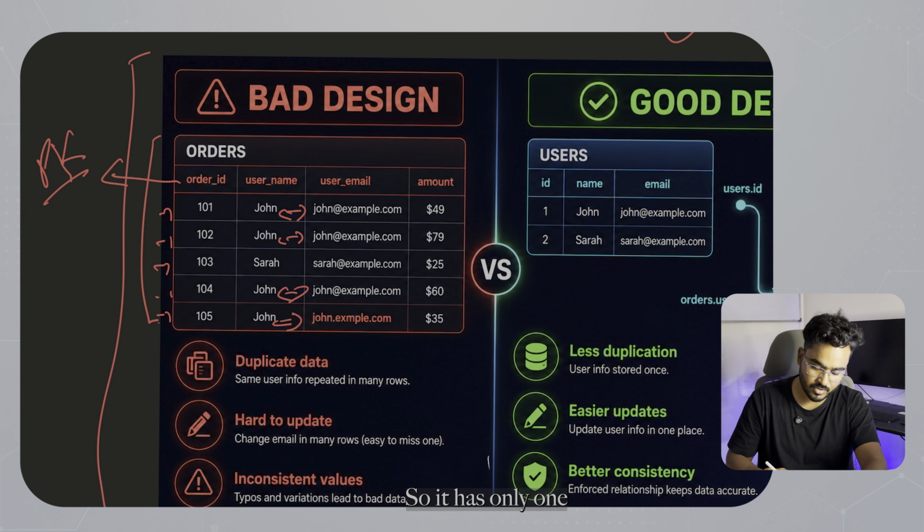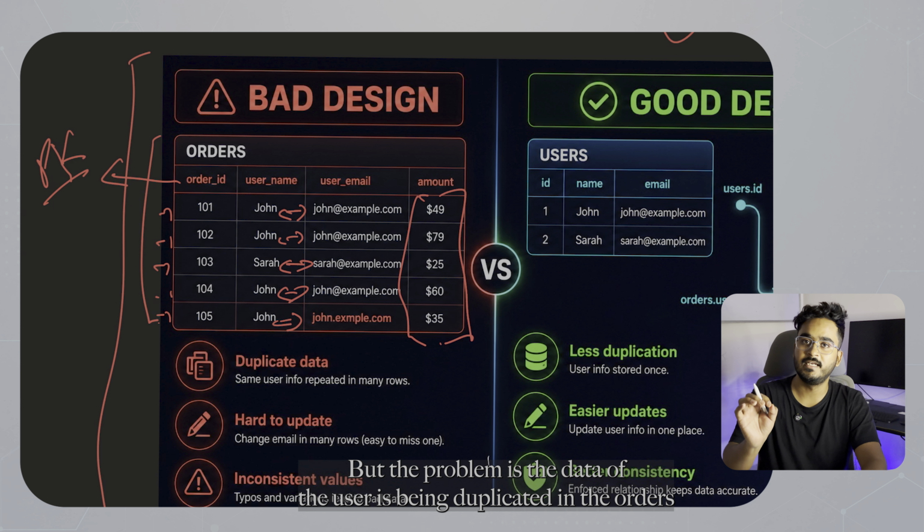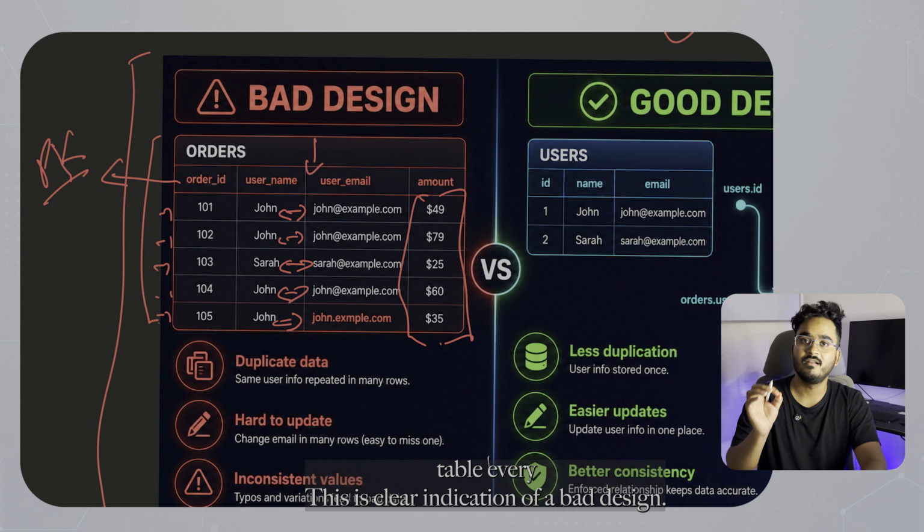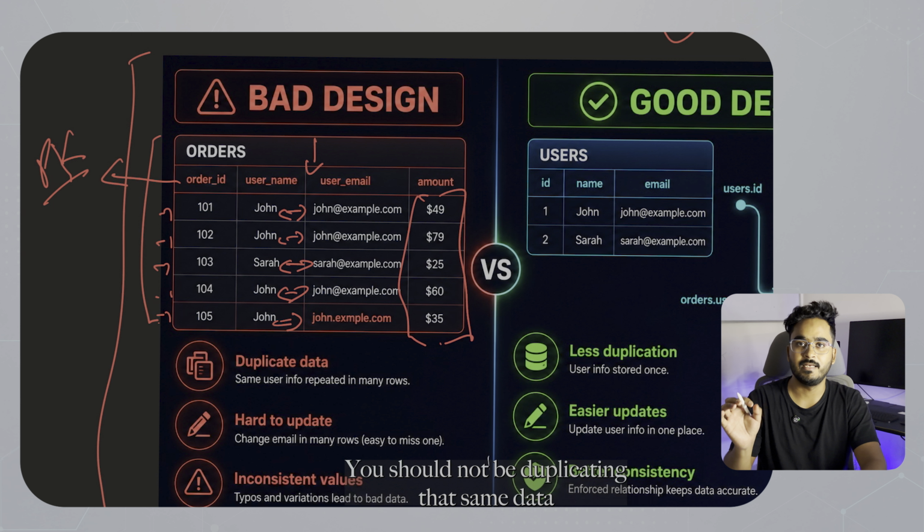And now we have a different order amount here. Now there's no problem with the order amount, but the problem is the data of the user is being duplicated in the orders table every time. This is a clear indication of a bad design. You should not be duplicating the same data every time in a column, in a table, and that is a very bad practice. So duplicating user data is very bad, and it's really hard to update.